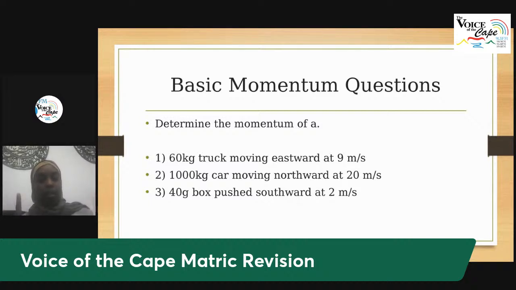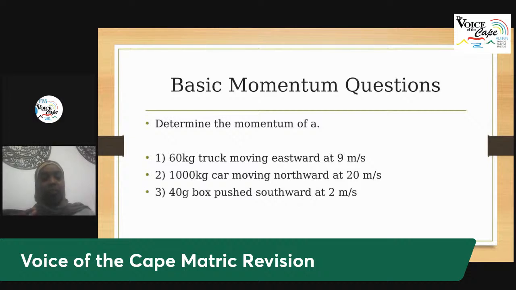The next one, now we need to determine the momentum of a 1,000-kilogram car moving northward at 20 meters per second. Again, we have the mass and we have the velocity. Make sure that your units are in the correct SI notation. That's very important. Again, so straightforward as the first one, P is equal to M times V. You have M and you have V, and you should get an answer. We will post the answers a bit later.